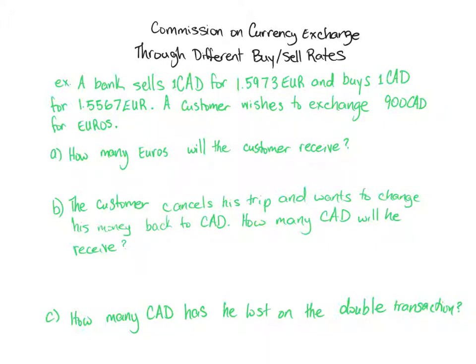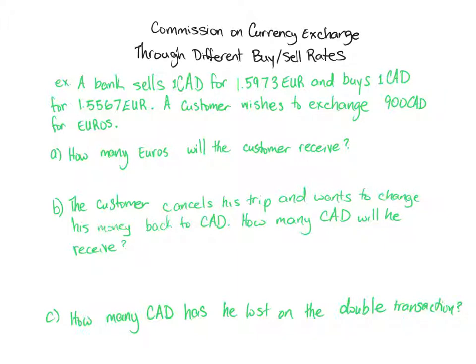Hi, in this video, we'll be talking about how a bank can earn a commission on currency exchange even if they don't explicitly charge a percent commission. One way in which a bank can earn money through a transaction is to charge different rates for buying and selling currency. In this example, a bank is selling $1 Canadian for this many euros and buying $1 Canadian for this many euros.